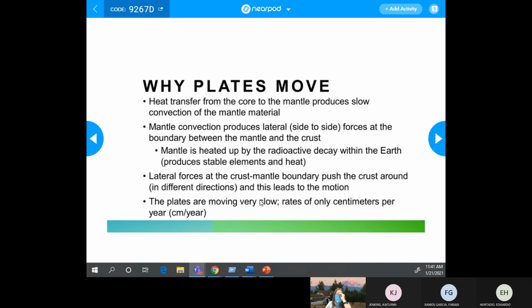Those plates move extremely slow, rates of only centimeters per year. So it's 2.5 centimeters in 1 inch. So in some places they don't even move an inch per year.